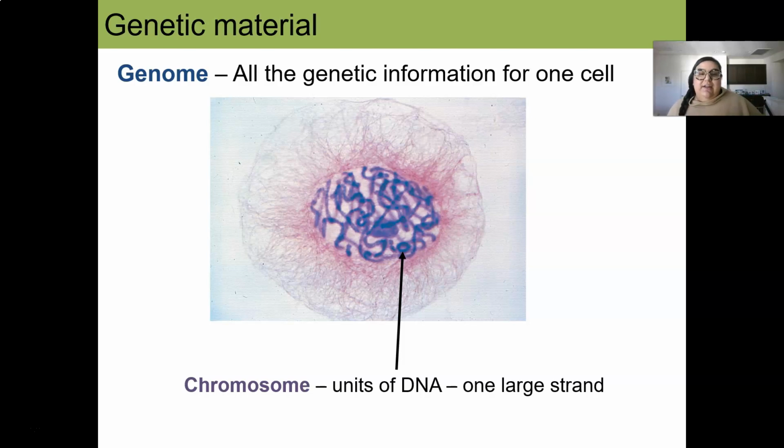You can see here are chromosomes, or all the units of DNA condensed in the nucleus. So the genome here is all of our chromosomes, DNA condensed into chromosomes, and makes up our genome. So it is all of our genetic material, and you can see it is one large strand, one chromosome.